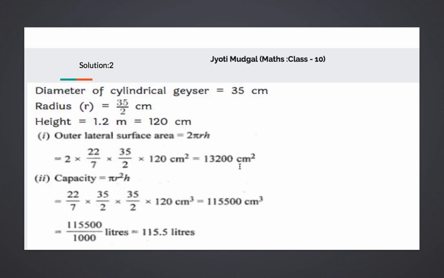An electric geyser is cylindrical in shape, having diameter 35 centimeter. What's the diameter? 35 centimeter I've written. So radius is half of that. You all know? Radius is half the diameter. So 35 upon 2. Height 1.2 meter. Now this value is in centimeter, students. This we do in physics also. If one quantity is in centimeter, the other should also have the same unit, that is centimeter. So convert it. 1.2 into 100, 120 centimeter.